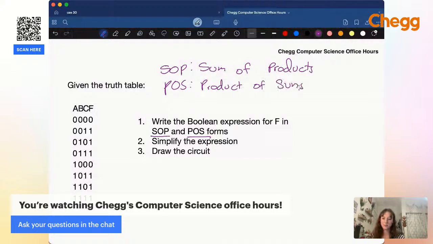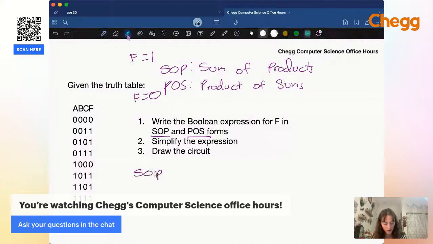And SOP, you can think of it just as you want to see which ones evaluate to true. So F equals 1 you want to focus on, and for product of sums you want to focus on the ones where F equals 0. So we can go about how to do that. First, we'll do sum of products.